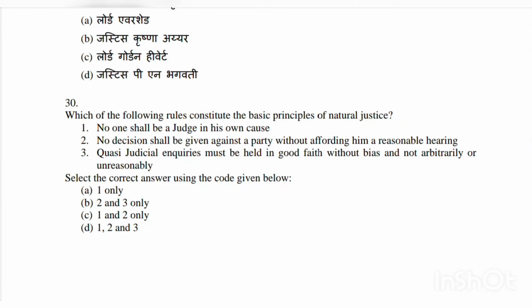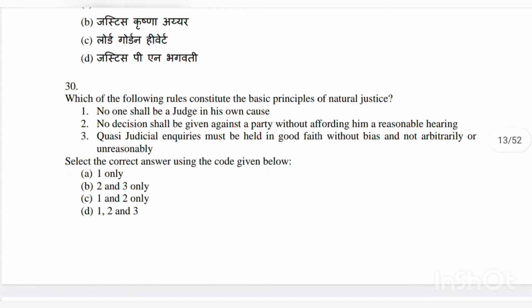Question number 30. Which of the following rules constitutes the basic principle of natural justice? All the rules constitute the basic principle of natural justice. No one shall be judged in his own case. No decision shall be given against a party without affording him a reasonable hearing. Quasi-judicial inquiry must be held in good faith, without bias and not arbitrarily or unreasonably.